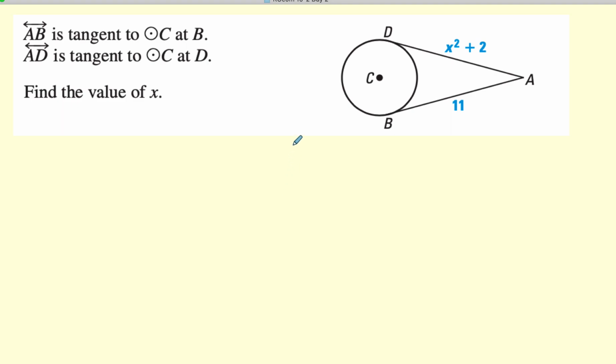Let's go ahead and use that theorem to help us solve this problem. These are two tangents, so these two tangent segments must be congruent. So we can say x squared plus 2 is equal to 11. X squared is equal to 9.